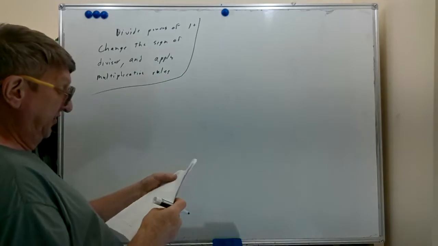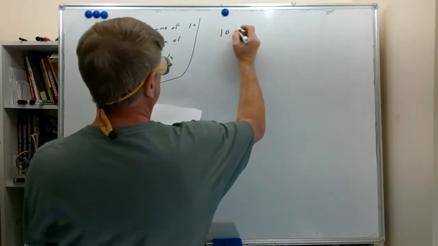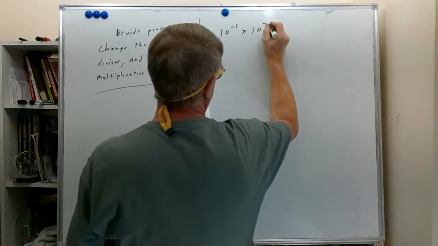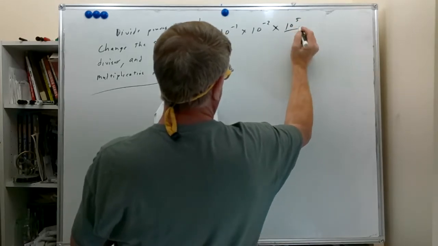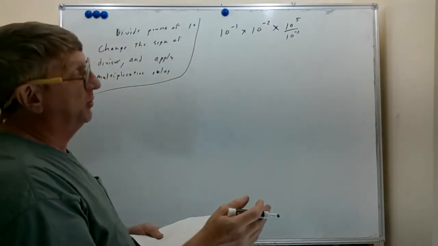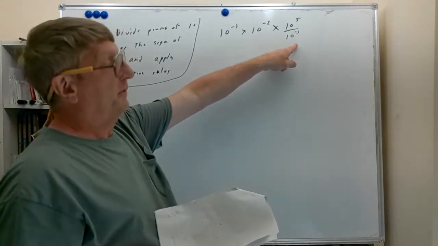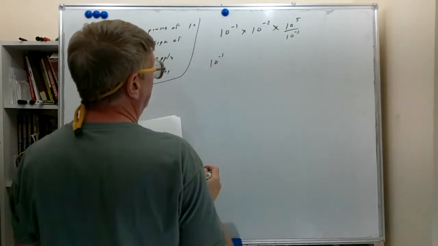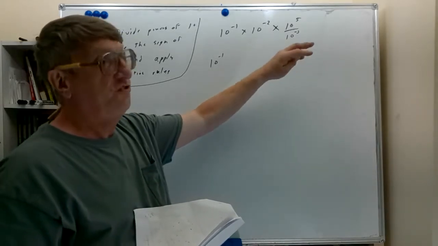I think this is going to be our last example here. A little more complicated. 10 to the negative 1 times 10 to the negative 2 times 10 to the 5th over 10 to the negative 3rd. Well, first let's just convert it all to a multiplication problem. Let's convert this division into a multiplication. So we'll stick with the 10 to the minus 1. And this does not violate the order of operations because we're not actually doing the division. We're just changing the format.